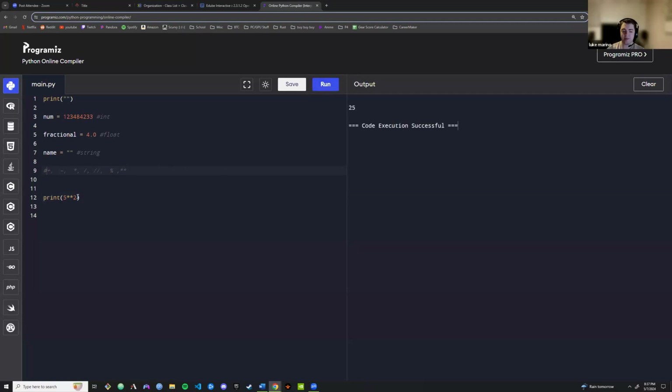So that's 25. If we were to do 5 exponent 3, that would say, okay, I want to do 5 times 5 times 5, and that would equal 125, and so on and so forth. So this is just for exponents right here. If you want to do anything with exponents, you represent it with double asterisks.